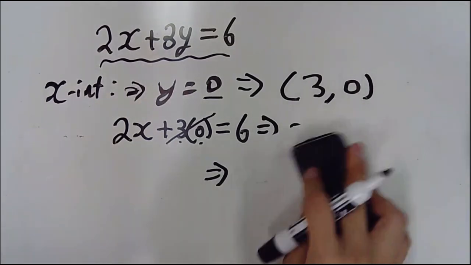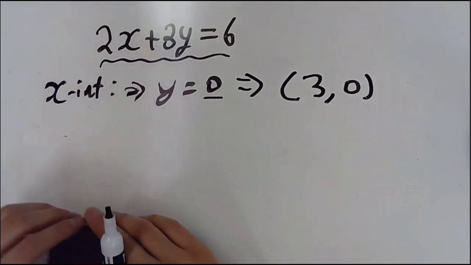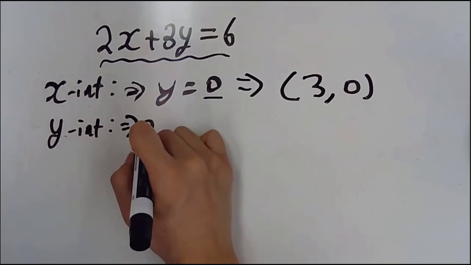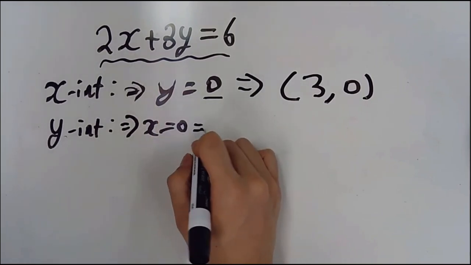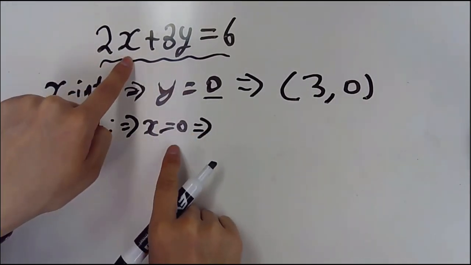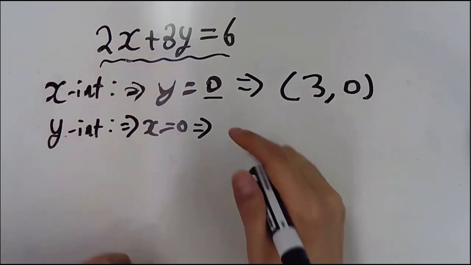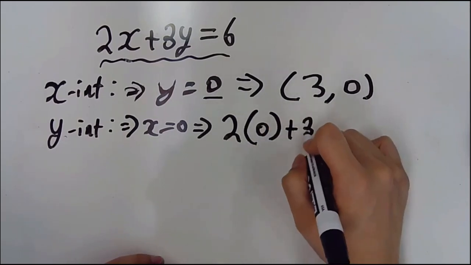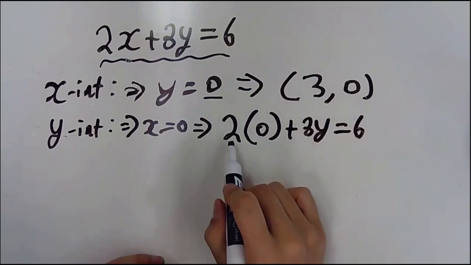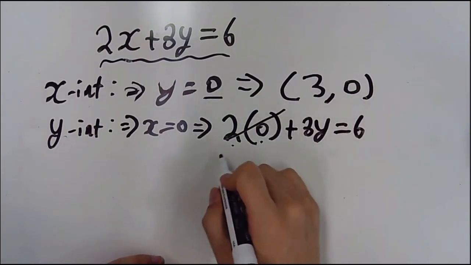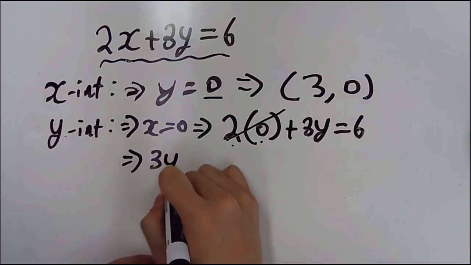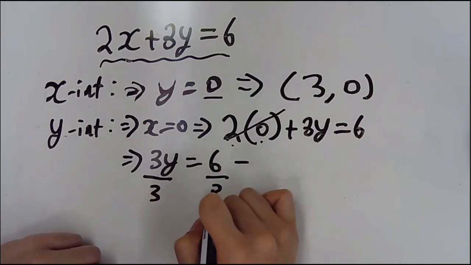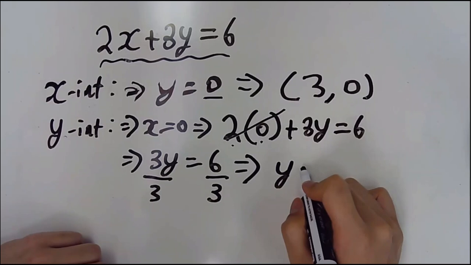Now, let's try to find the y-intercept. So my y-intercept occurs when x is equal to 0. What does that mean? I will replace this x with a 0 and try to solve for y. So 2 times 0 plus 3y is equal to 6. And again, 2 times 0 is 0, so we're just left with 3y is equal to 6. And we will divide both sides by 3, and we are just left with y is equal to 2.